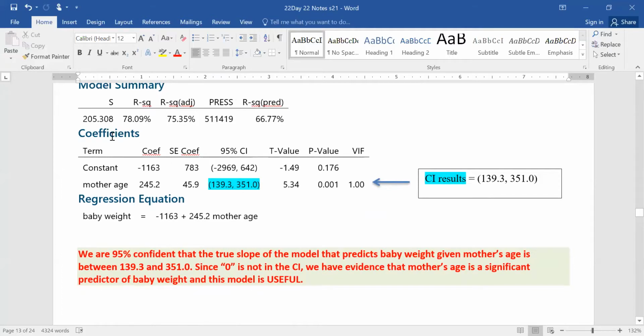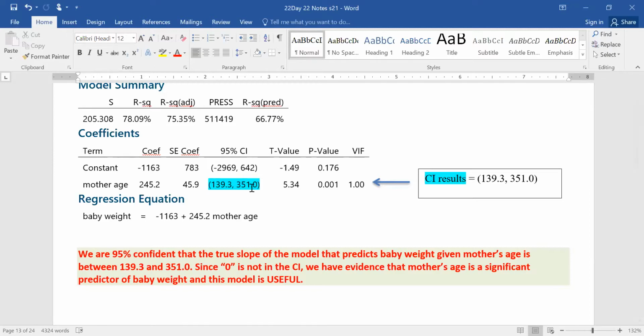So again, I'm looking in the coefficients output section, again at the predictor variable, so the mother's age, and here is my CI. So I can say that we're 95% confident that the slope for the model that predicts baby weight given mother's age is between 139.3 and 351.0, right?